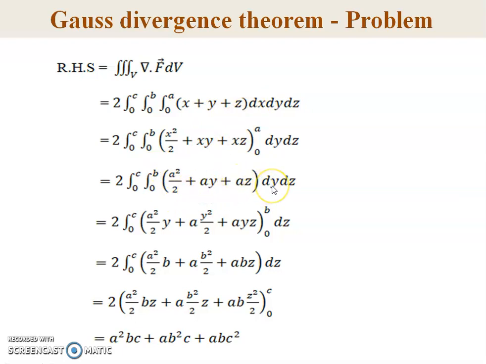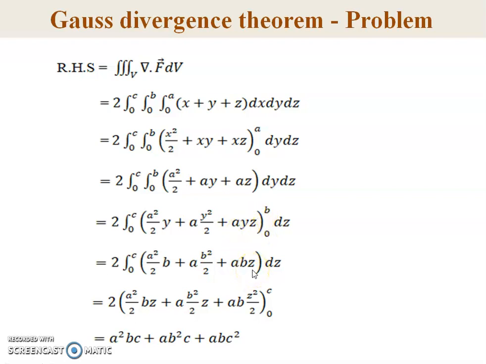Now integrate with respect to y. There is no y term here, so put y here. Integrating y becomes y² by 2. There is no y term, so it becomes ayz. Now apply the limit b to 0. If you put b here, a²b by 2, ab² by 2, abz.